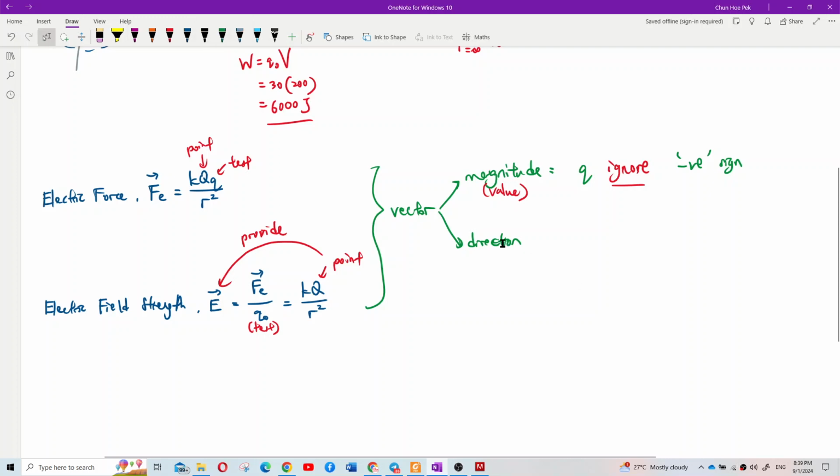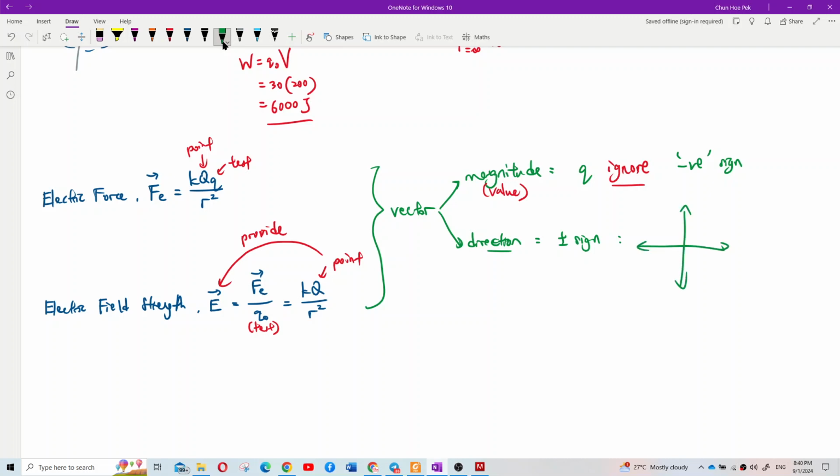Or what we can say, when we want to find the resultant force or resultant field strength, direction to the right is positive, direction to the left is negative. That is what I mean. We use the positive negative sign to represent the positive x component or negative x component, positive y component or negative y component.